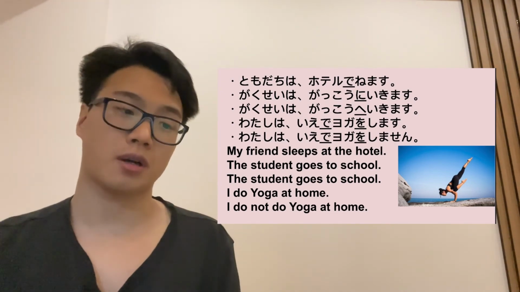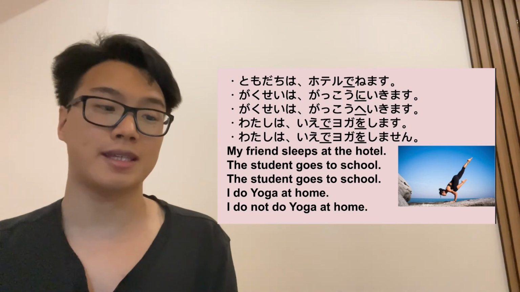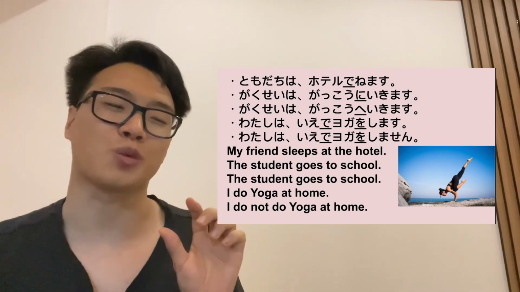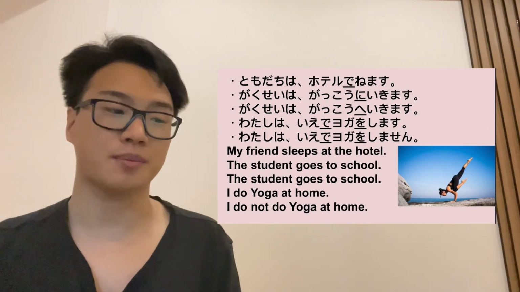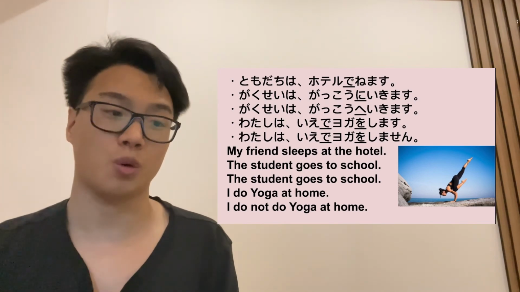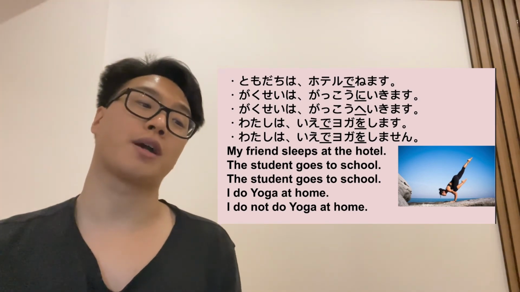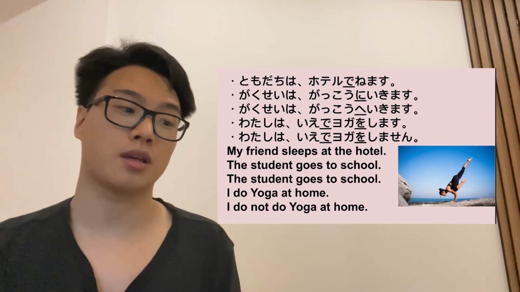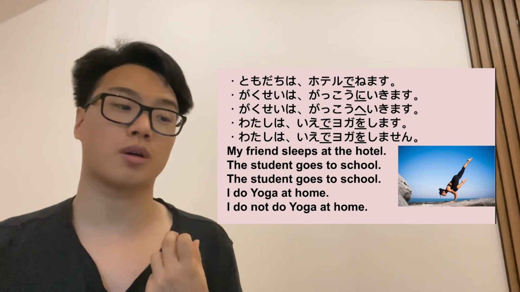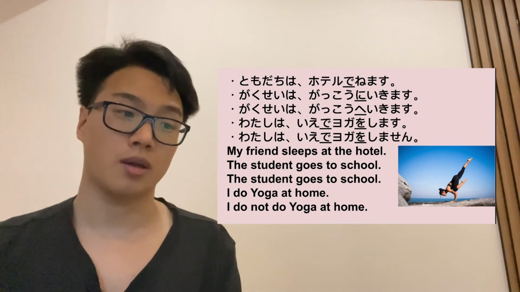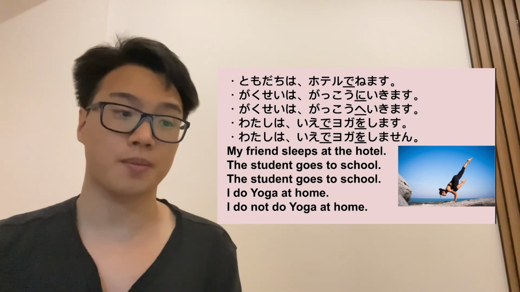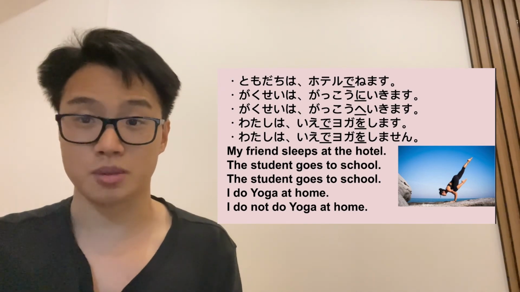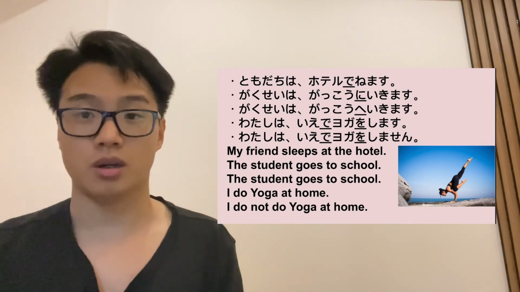And the fourth example is 私は家でヨガをします。It's a little bit more advanced one. Two particles. I do yoga at home. 家で location, right? Where I do yoga. And yoga is object, right? That's why, when we want to say in English "I do yoga at home", in Japanese it's going to be 私は家でヨガをします, right? And its negative form will be 私は家でヨガをしません。I do not do yoga at home.